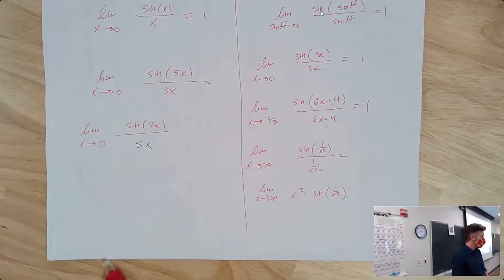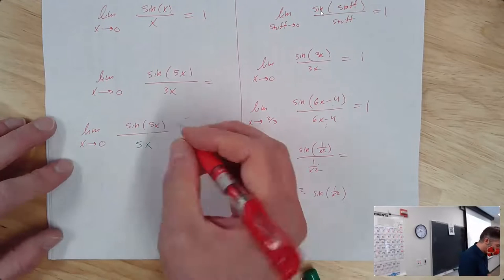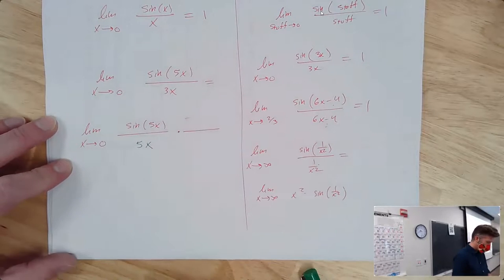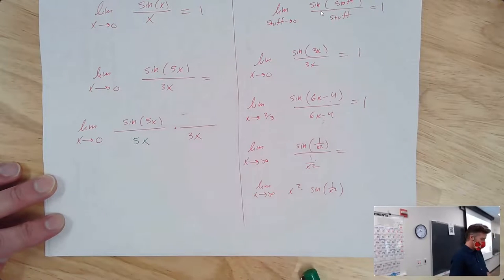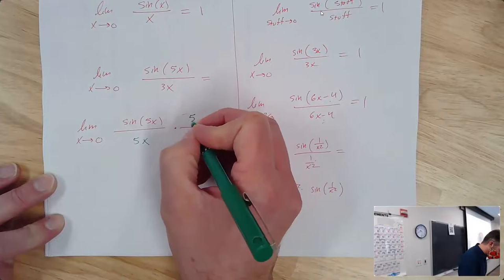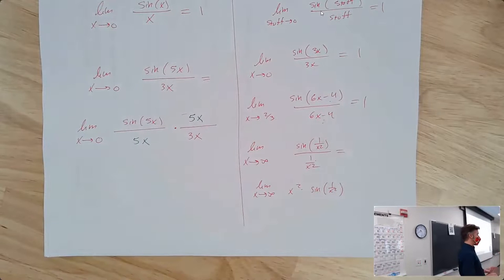Okay, I made my wish come true. I got 5x, but now it's not the same, so I need to adjust for my wish. I know I need to have that 3x in the denominator, and I'm going to put another 5x in the numerator to cancel out the 5x I added in. This expression is the same.